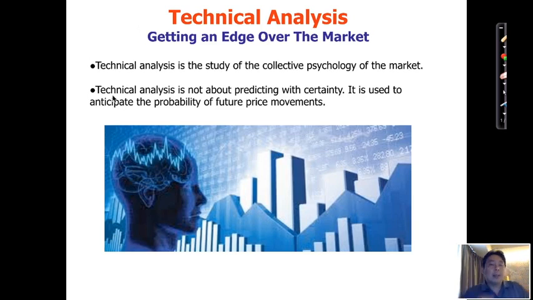Now, the important thing to understand is that technical analysis is not about predicting with certainty. You can't be sure what's going to happen. In the short term, prices are random. But technical analysis is used to anticipate the probability of price movements, which means what is more likely to happen than not. And over a large sample of trades, we'll be right more than we're wrong. But we can't be right all the time. And that's critical to understand.